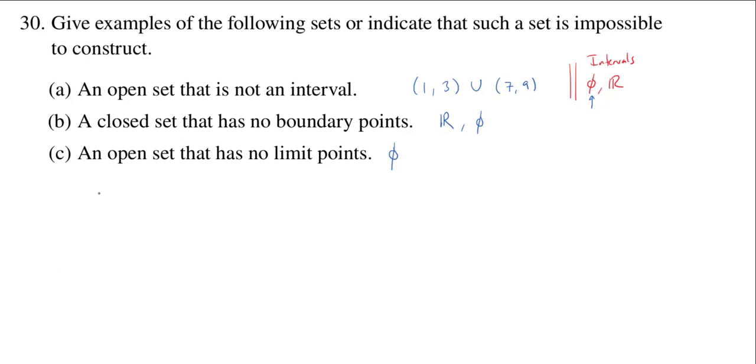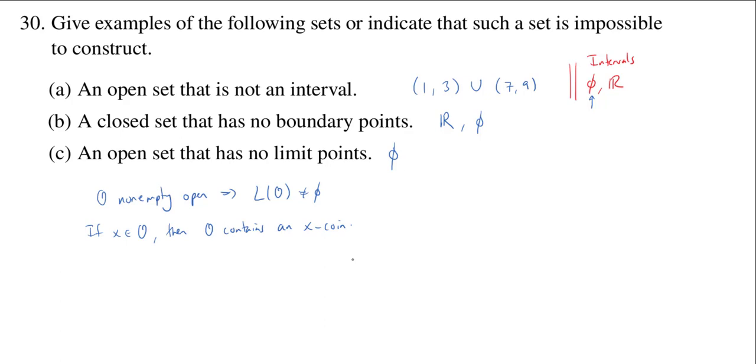If I had O non-empty and open, then I claim this implies that the set of limit points is not the empty set. The reason why is, if x is in O, which exists because O is non-empty, then O contains an x-coin, because x is an interior point because O is open.